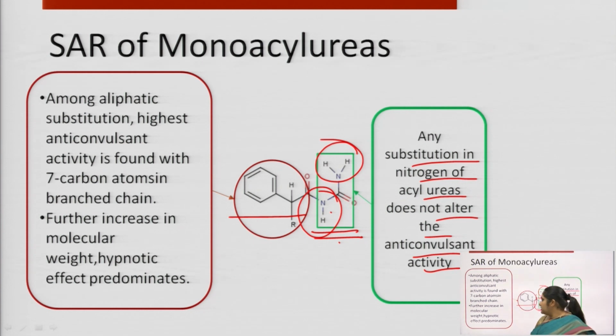The only substitution that we are talking about now is the aliphatic substitution. Among these, the highest anticonvulsant activity is found with 7 carbon atoms in the branched chain.